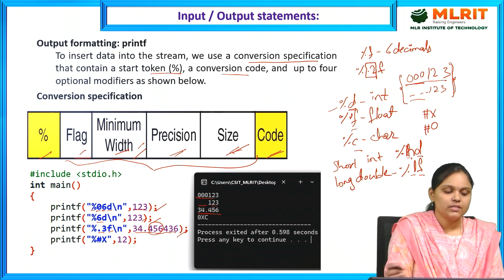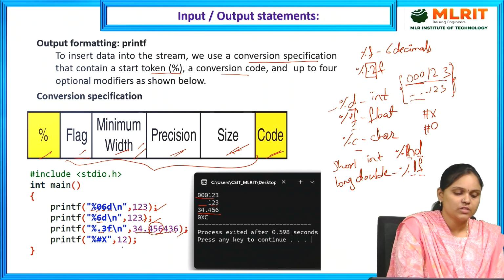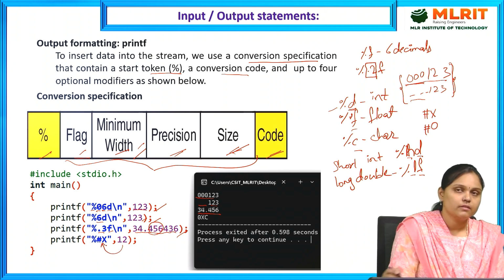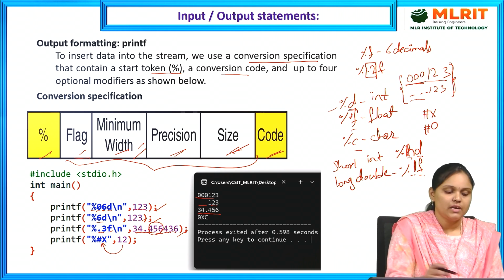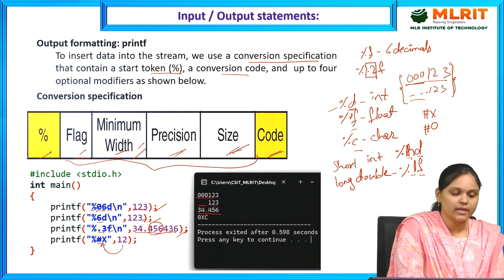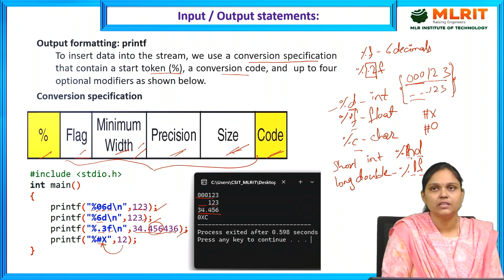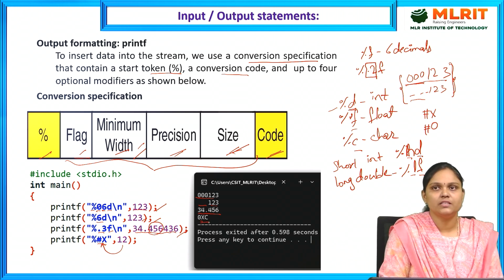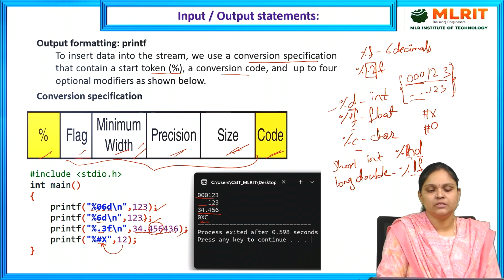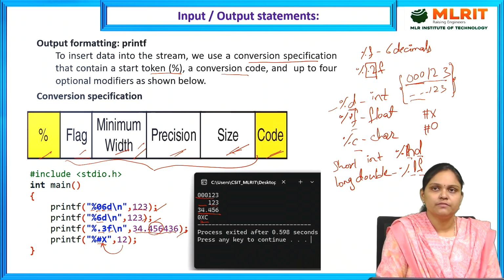And in the next statement, this 12 is converted into hexadecimal, and this hash is the flag. By using x, we are telling that the number is to be converted into hexadecimal. So this x is nothing but hexadecimal, and c is the value that is represented in the place of 12 for hexadecimal numbers. So this is about the printf statement.